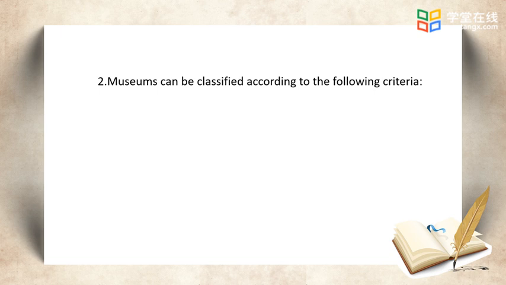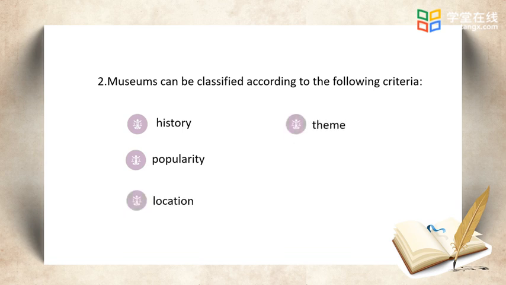The second question, museums can be classified according to the following criteria, like history, popularity. Any other criteria? Yes, we might say location, theme, characteristic, or size.